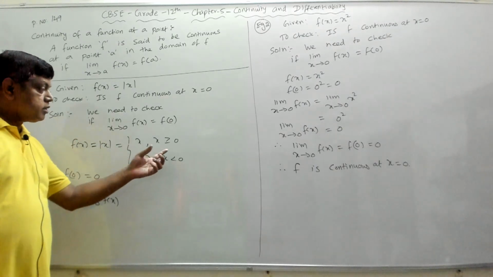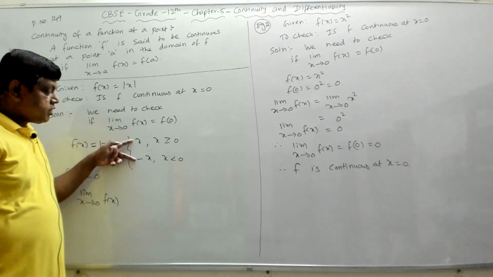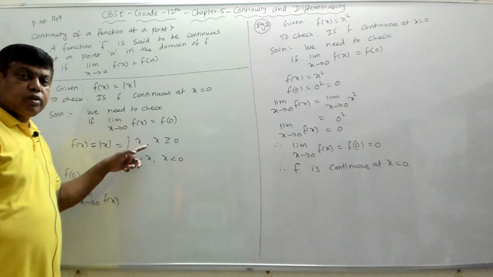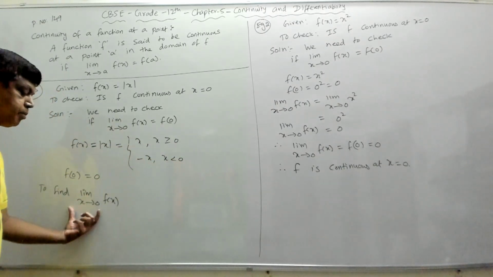And one more condition is that at the point 0, we are checking the limit at the point 0, and f of x has a different definition, or the definition changes based on the value of x. At what value is it changing? At the value 0. And we have to find the limit at the value 0 only.